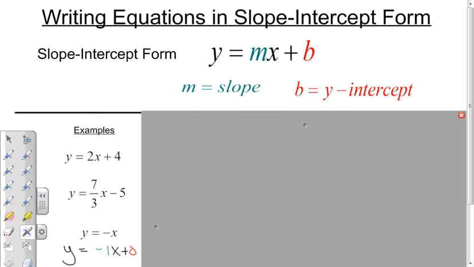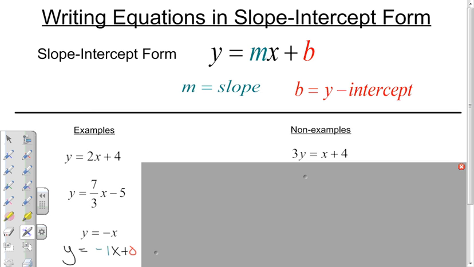Okay, so now some non-examples. And there's a little subtlety here when we look at this. This first one where it says 3y equals x plus 4. This is not y equals mx plus b because y is not by itself. It has a coefficient of 3. One thing you need to note, though, is that it could be made into y equals mx plus b form.